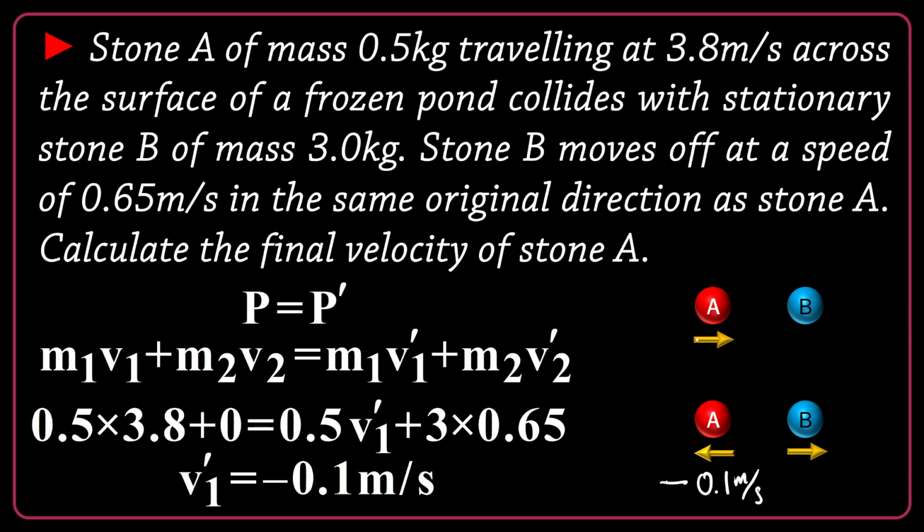So before the collision in this question, I have a speed of 3.8 meter per second for A. B is at rest initially, and finally A is moving to the left with a velocity of negative 0.1 meter per second. B also is moving to the right, 0.65 meter per second.